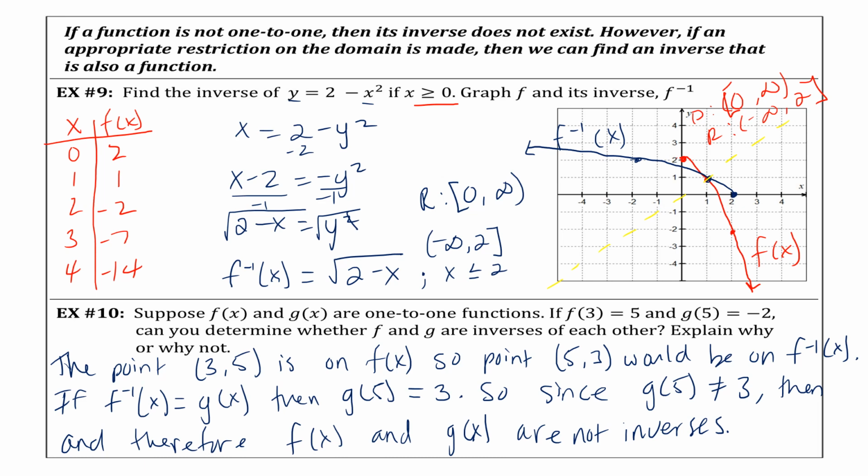So this tells me f of 3 equals 5 tells me that the point 3, 5 is on the f of x. So the point 5, 3 would have to be on its inverse, okay? If the inverse of f equals g of x, then that would mean that g of 5 would have to equal 3. So since g of 5 doesn't equal 3, g of 5 equals negative 2, then, and therefore, f of x and g of x are not inverses. So it's more of a logic, not a computational situation that we're looking for.